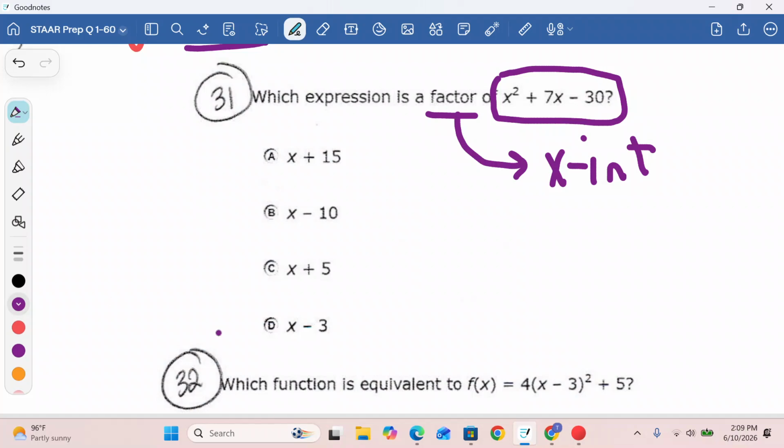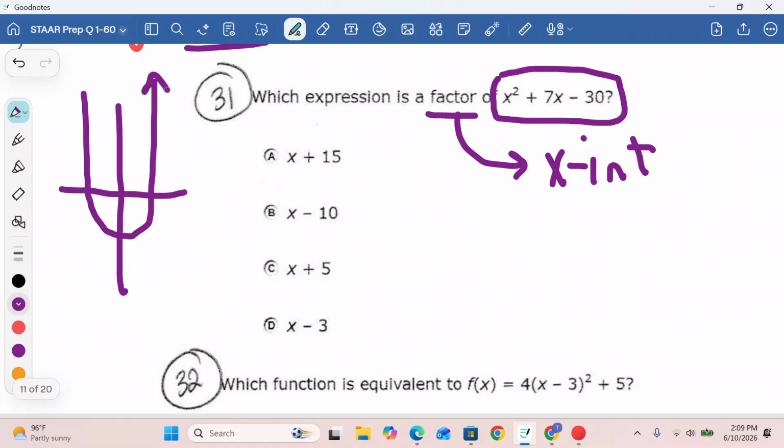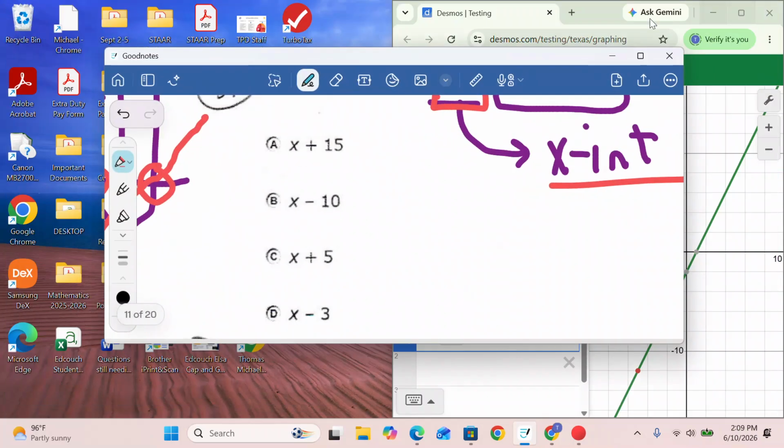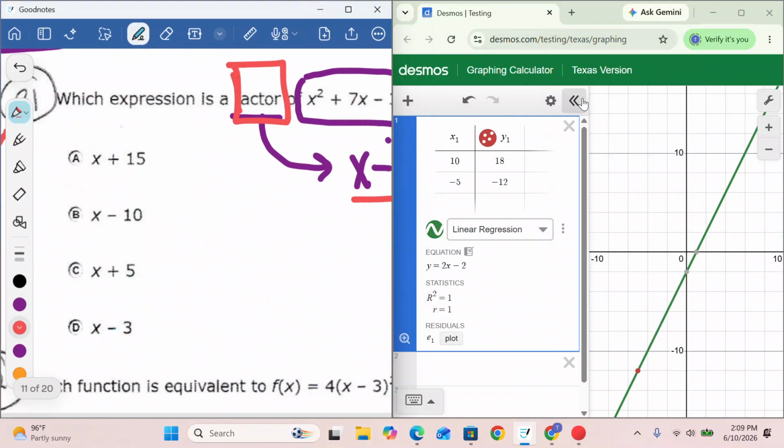So the way we deal with this, we're going to graph everything on Desmos, and here it's going to be your x, this is going to be your y, then you're going to have a U shape like that. If you look at the red, this is a factor, this is a factor. Those are your x-intercepts. When you have a line that passes through the x-intercept, that is called a factor. It's got to pass through the x-intercept. That's all you have to do there. So let's do it together because this one is a hard one.